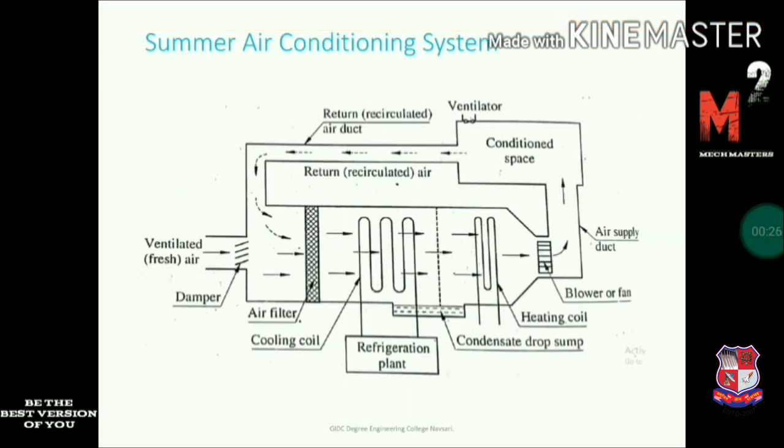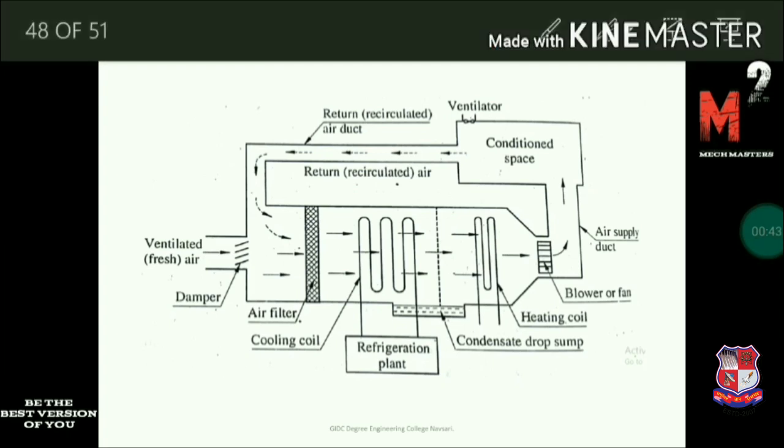Let's quickly learn about the summer air conditioning system, winter air conditioning, and year-round air conditioning system. In psychrometric data we learned that in summer air conditioning the process that occurs is cooling and dehumidification. So here we decrease the temperature of the air and decrease its humidity.